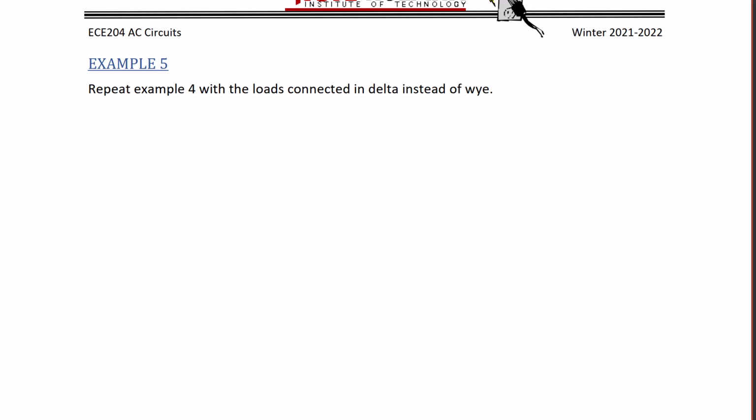Example 5, repeat example 4 with the loads connected in delta instead of Y. So now we are going to have a Y-delta system. Since it's a Y-delta system, this means that V phase equals V line and I phase equals I line divided by the square root of 3.